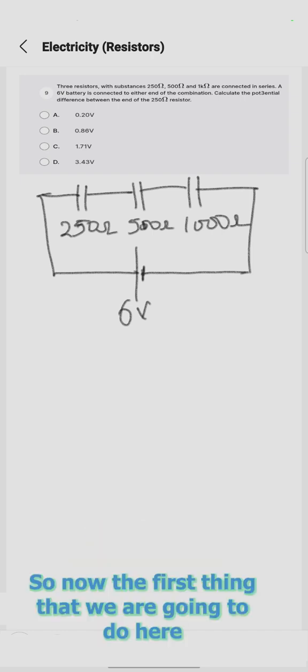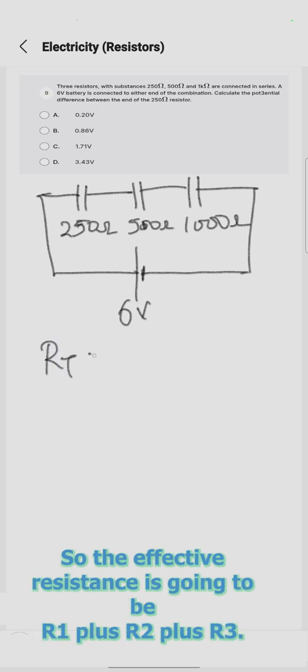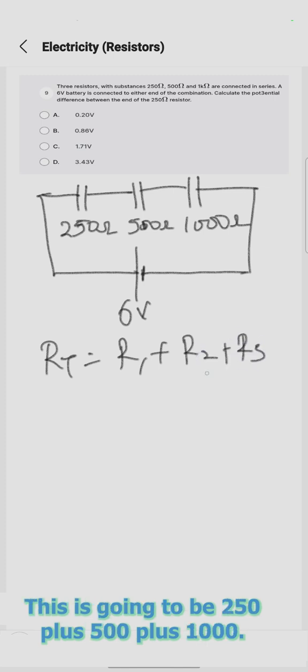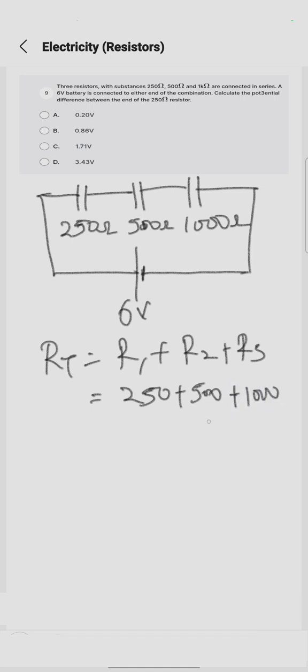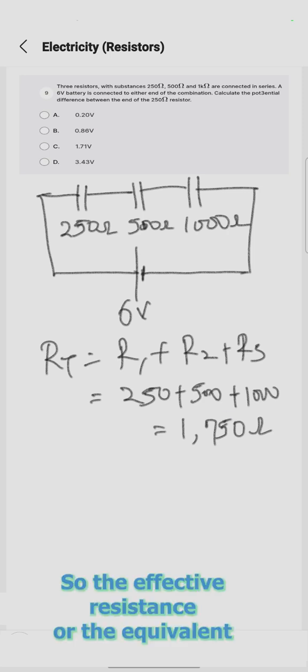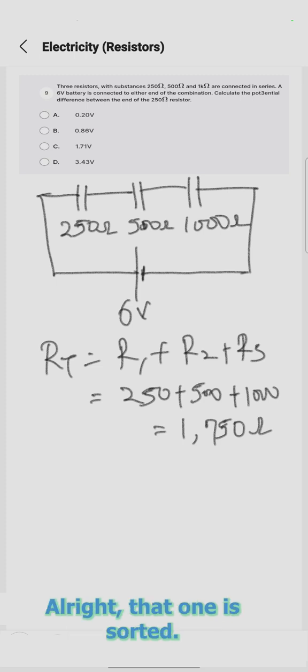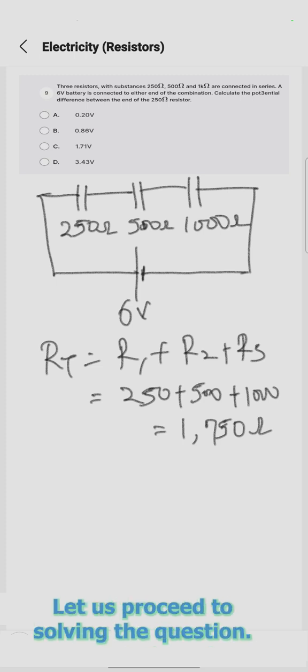So now, the first thing that we are going to do here is to calculate the effective resistance of this circuit. So the effective resistance is going to be R1 plus R2 plus R3, which is going to be 250 plus 500 plus 1000. That is going to be 1750 ohms. So the equivalent resistance of the whole circuit now is 1750 ohms. All right, that one is sorted. Let us proceed to solving the question now.